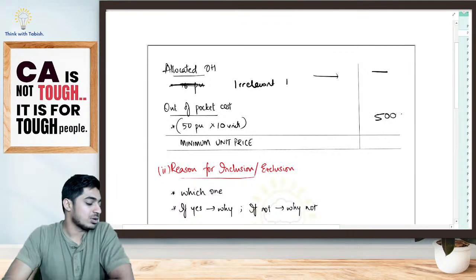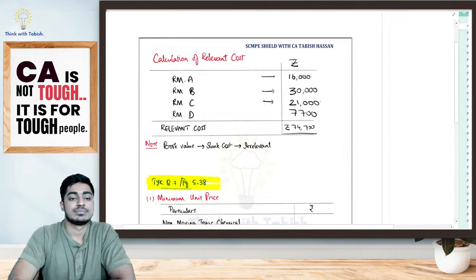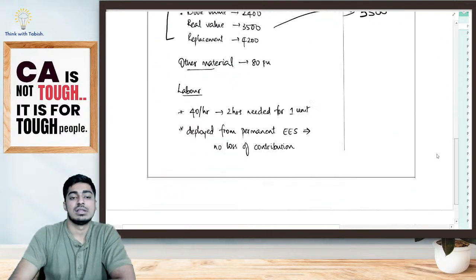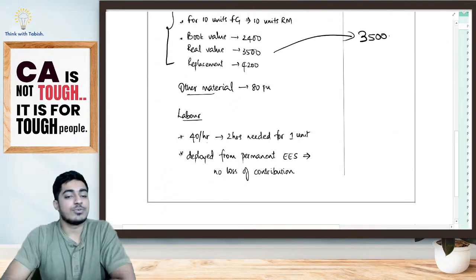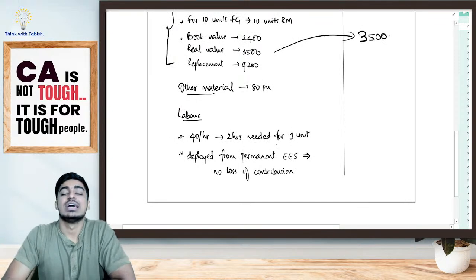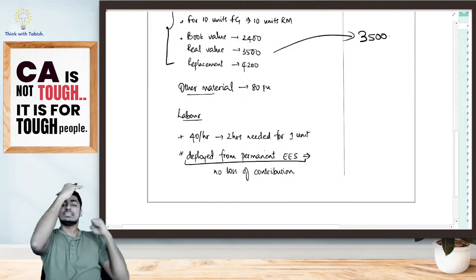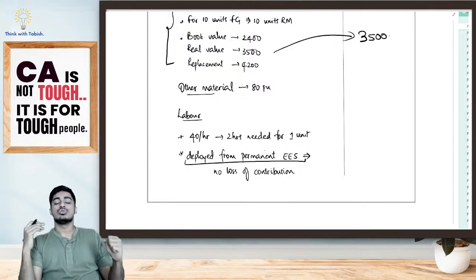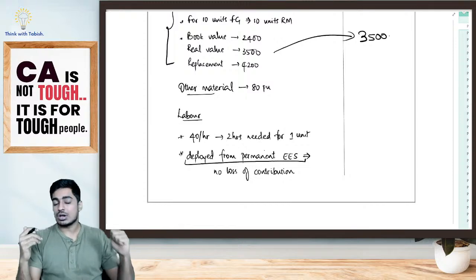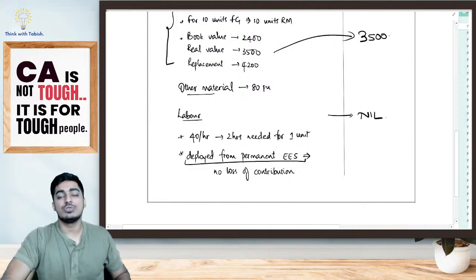Next, after that, labor cost I have. Labor at 40 per hour is required, and 2 hours are required for 1 unit. Like that, 10 units we are producing. But is labor cost relevant, students? It is deployed from my permanent employees. I am taking from my existing employees and there is spare capacity. So what is the relevant cost, students? Relevant cost is going to be nil.